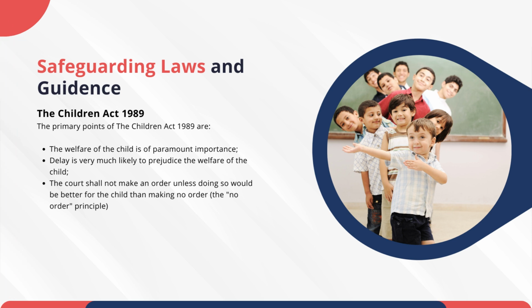The Children Act 1989. The primary points of the Children Act 1989 are: the welfare of the child is of paramount importance. Delay is very much likely to prejudice the welfare of the child. The court shall not make an order unless doing so would be better for the child than making no order, the no order principle.